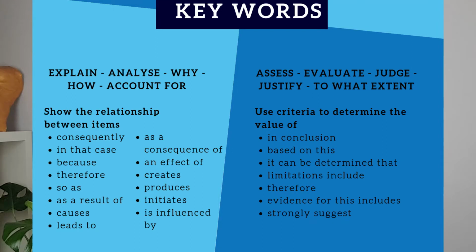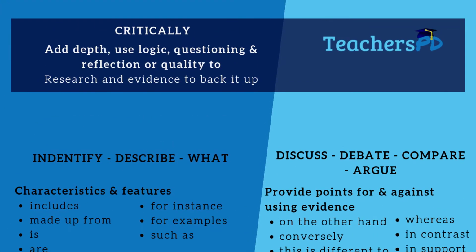And then on the right here at the bottom, assess, evaluate, judge, justify, and to what extent. So these all use criteria to determine the value of something. So they're all using some kind of system to determine whether or not this is actually working. And then if I go right to the top here, you can see I've got critically up here all on its own, because it's about adding depth, using logic, questioning, and making sure you're actually talking about whether or not this is really good or not, what evidence there is for this, etc.